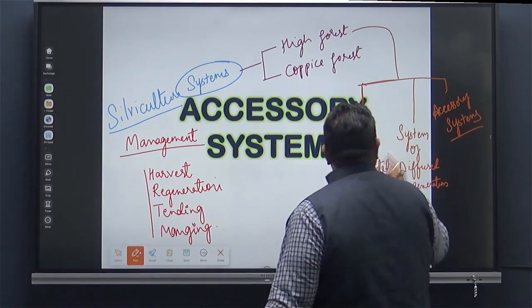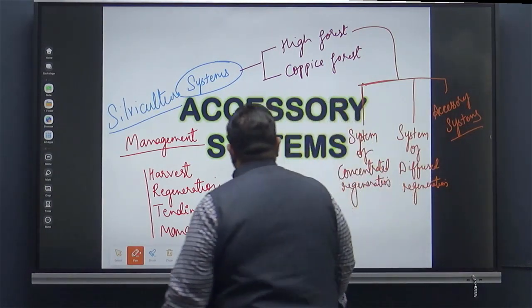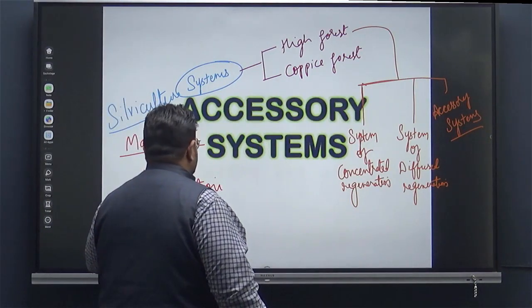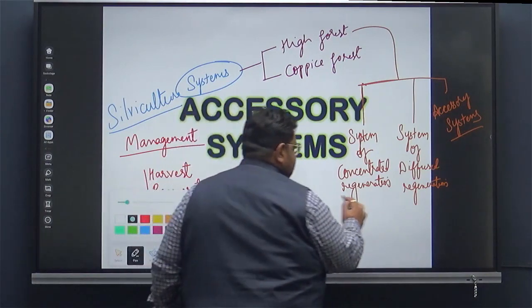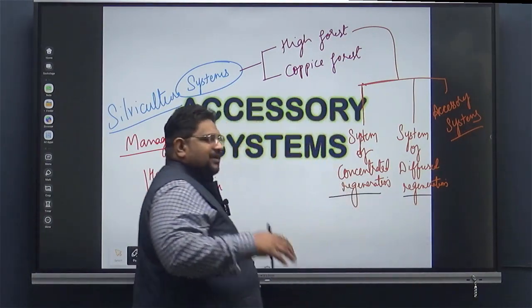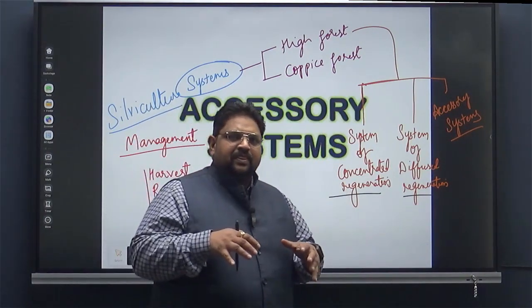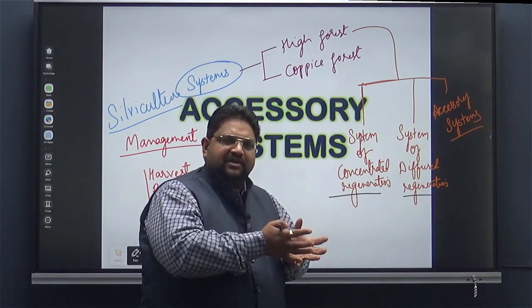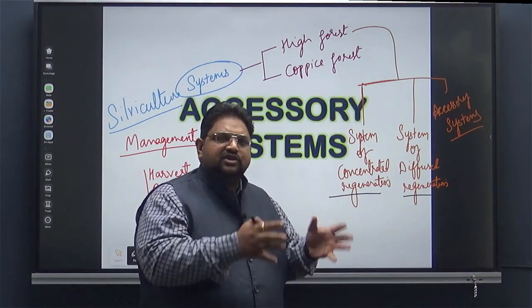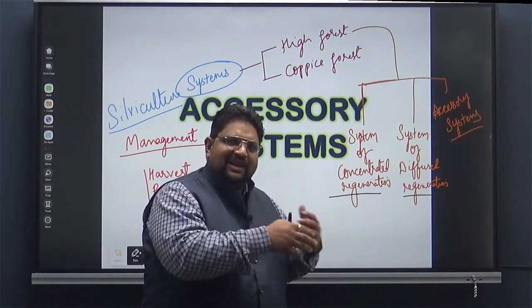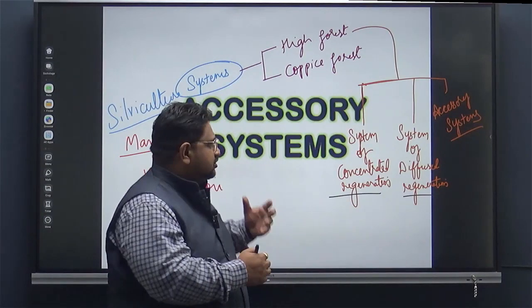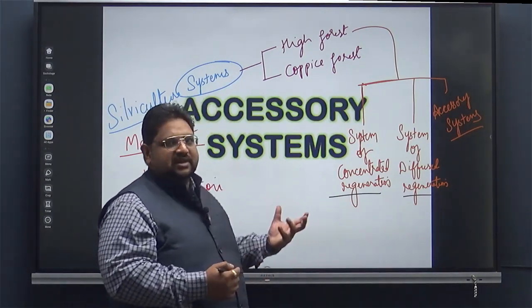Before moving on to accessory systems, I'll very briefly let you know what these systems of concentrated regeneration and diffused regeneration are. When you fell a tree, if the felling is concentrated to a small part of the forest and not the entire forest, you are working on felling and regenerating that small part and then moving on to another part of the forest. Those are systems of concentrated regeneration.